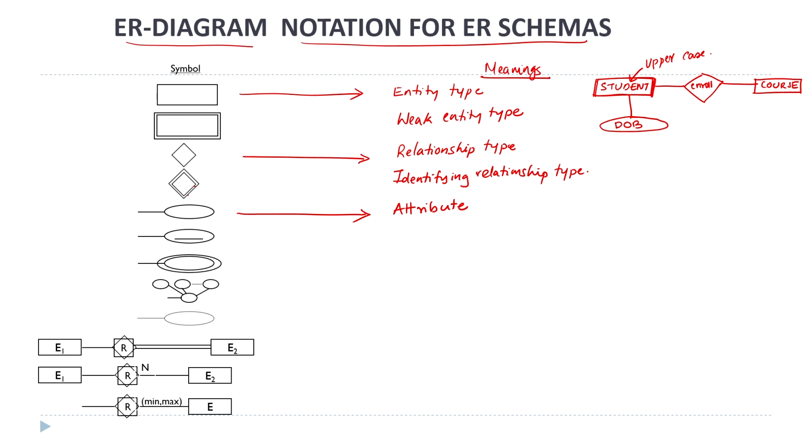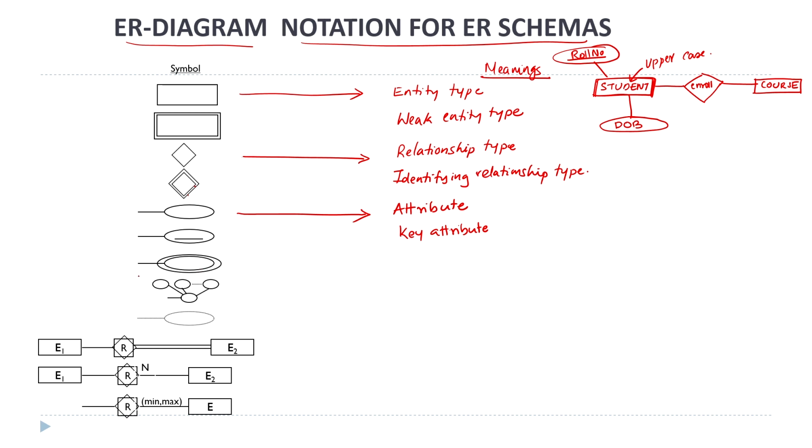If I have an attribute and I underline that attribute, then that is known as the key attribute. So, if I do something like this, roll number, and underline this, then that means that is a key attribute. Both are attributes, but roll number is a key attribute because it has an underline.